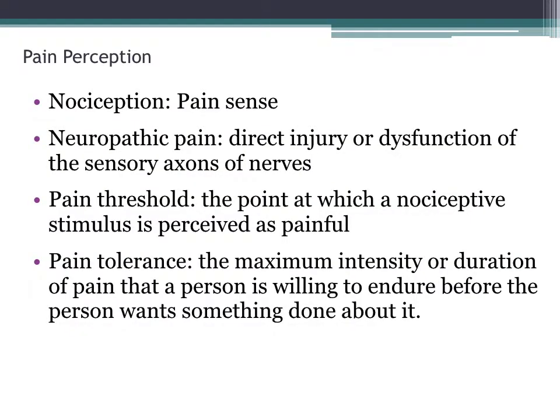This particular slide is just going to review vocabulary and some other concepts in relation to pain. And so, definitely these are concepts that you need to know. Nociception is the definition of pain sensation in the body. Neuropathic pain is a direct injury or dysfunction of the sensory axons of nerves, wherever that injury is in the body. Your pain threshold is the point at which a nociceptive stimulus is perceived as being painful.